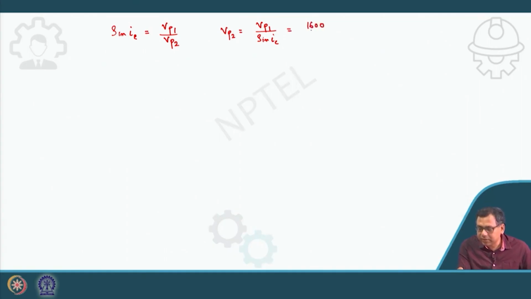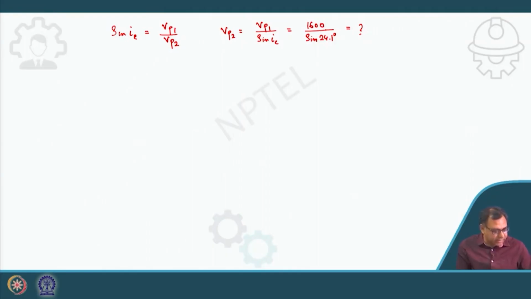You know that sine IC is equal to Vp1 by Vp2. So Vp2 will be equal to Vp1 by sine IC. So this will be 1600 divided by sine 24.1 degree, and that value you can calculate from here. But now I will show you what is the Z1 and Z2 value.